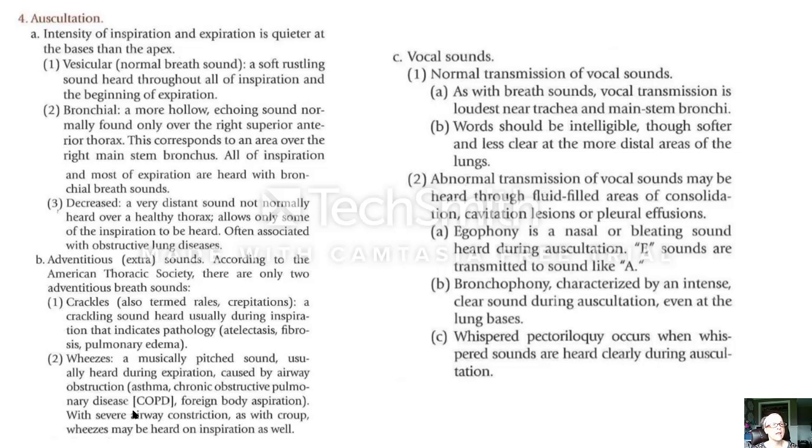Auscultation. Intensity of inspiration and expiration is quieter at the bases than the apex. Vesicular is the normal breath sound: a soft rustling sound heard throughout all of inspiration and the beginning of expiration.